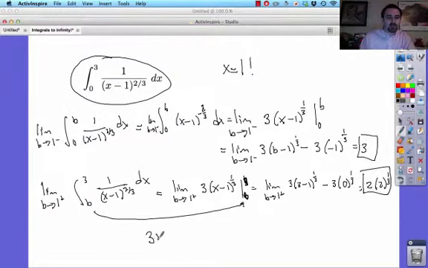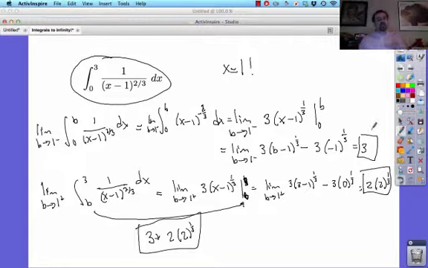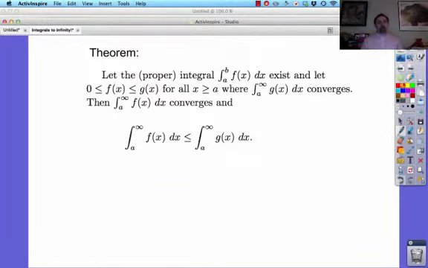And the entire integral is going to be 3 plus 2 times 2 to the 1/3 power. Okay, so anytime that we take this limit and the limit exists, that says it doesn't shoot off to infinity, it exists and is a finite number. Whenever that happens, we call it a convergent integral.